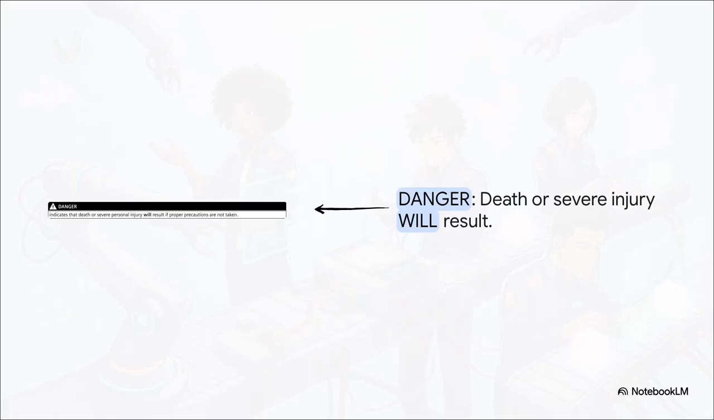Look, before we even think about writing a single line of code, we absolutely have to respect the physical reality of this hardware. In industrial automation, the stakes are quite literally life and death. Because of this, the official Siemens manual is incredibly strict. It establishes a very clear hierarchy of warnings, starting right at the very top with danger. Now, danger indicates that death or severe personal injury will result if proper precautions aren't taken. It's not a maybe, it is an absolute certainty.